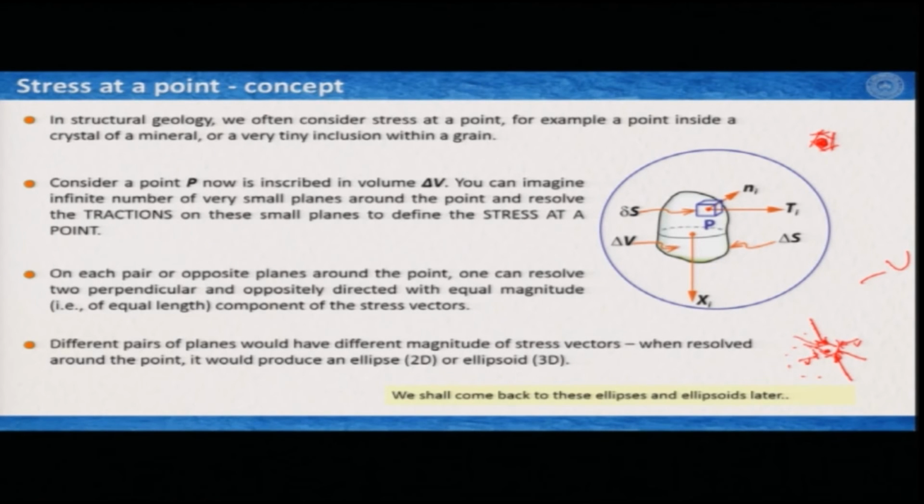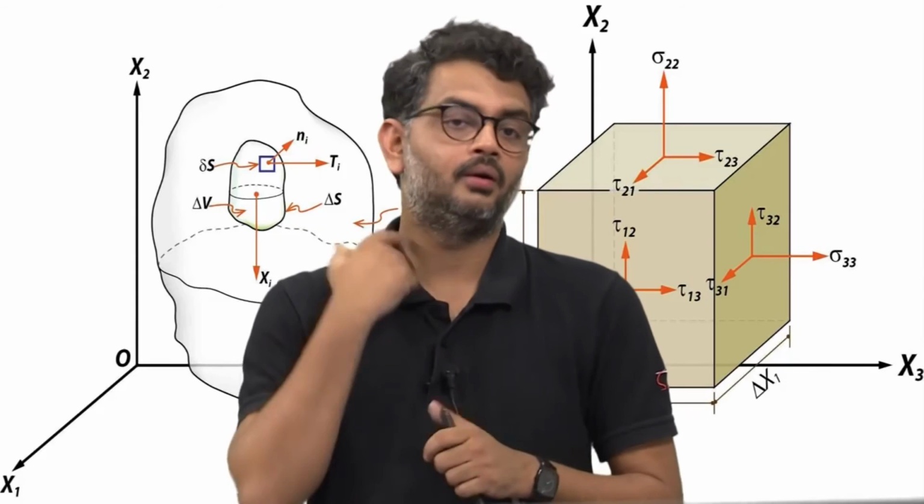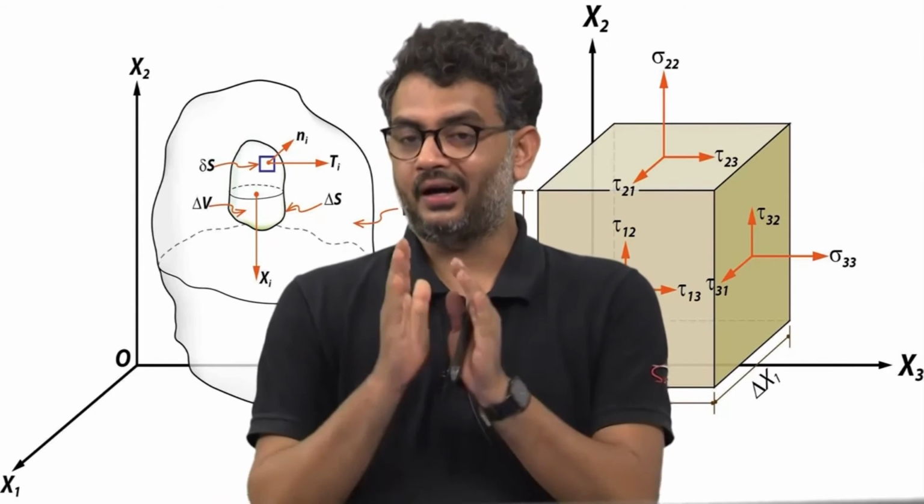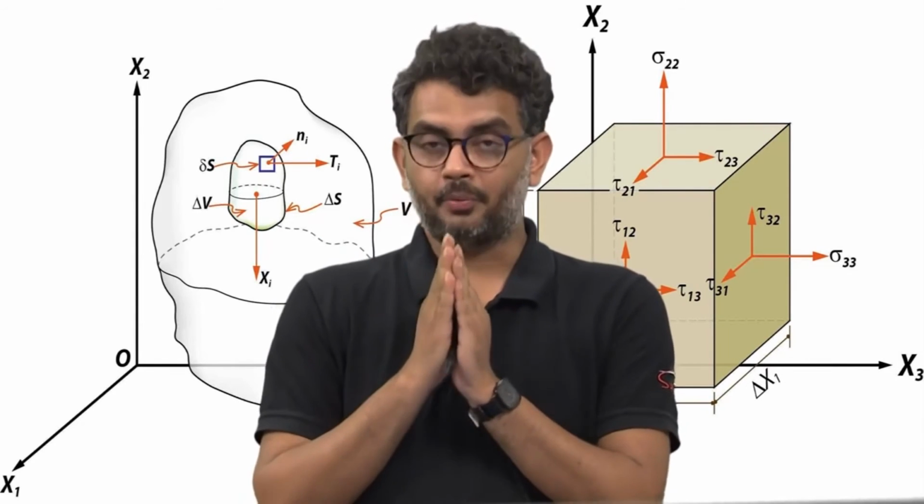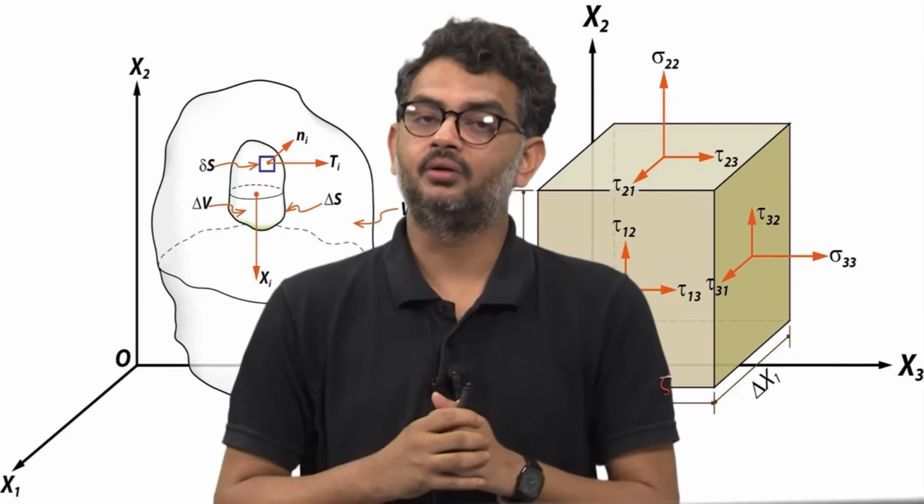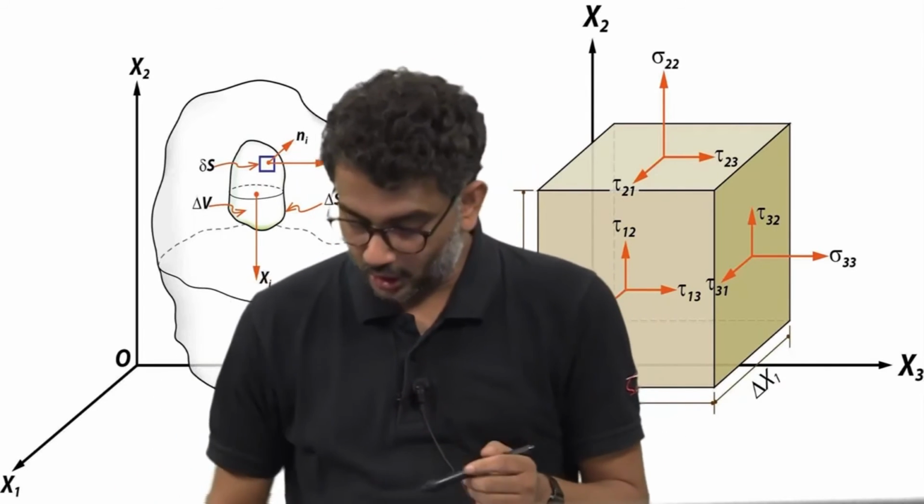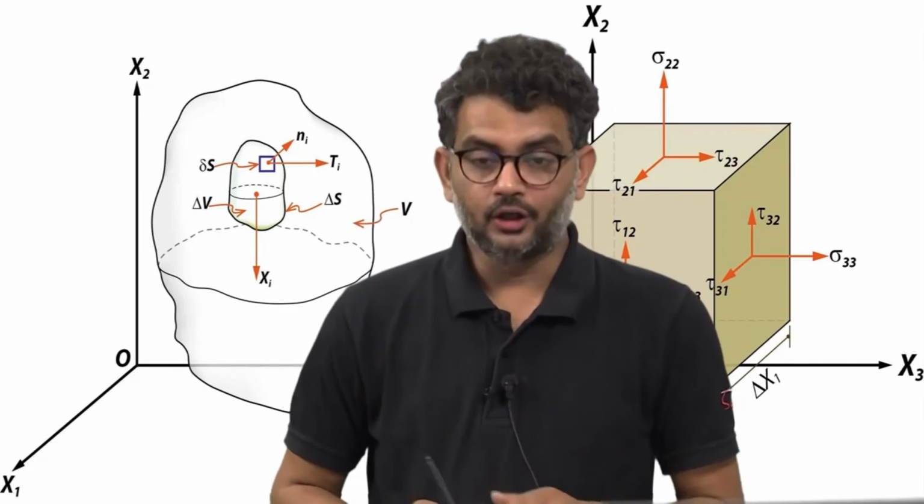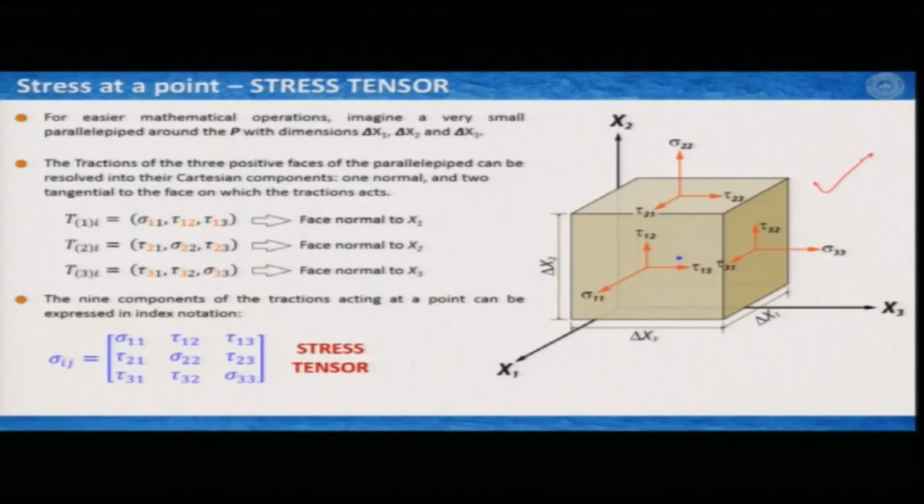Now, what we can do actually is draw a very small unit cube around this point P, considering 6 of the many surfaces that are possible to draw around this little point. Now, these 6 surfaces, one pair of each, are aligned perpendicular to one of the principal axes of stress. So, how would it look? It would look something like this, what we are seeing here.